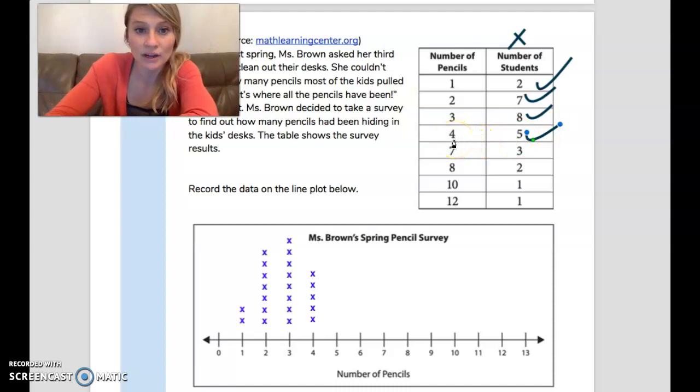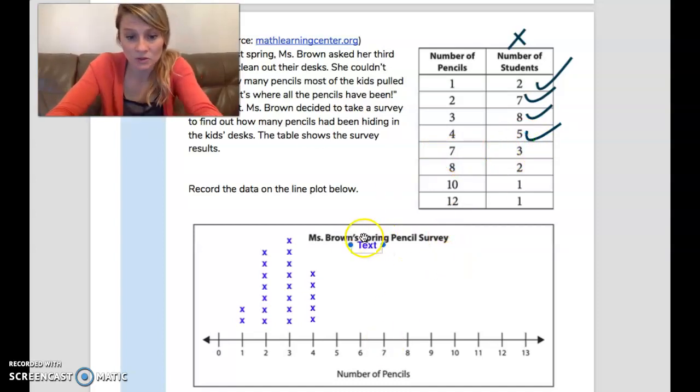Now, if you notice, something weird happens. We skipped the number 5. There's nothing there. And we skipped the number 6. So we just leave them blank. That means 0 students had 5 pencils, 0 students had 6 pencils. But how many kids had 7 pencils? 3. 3 kids had 7 pencils.